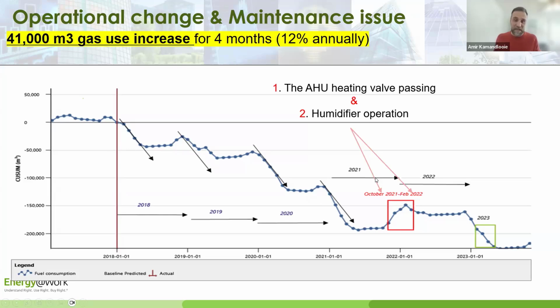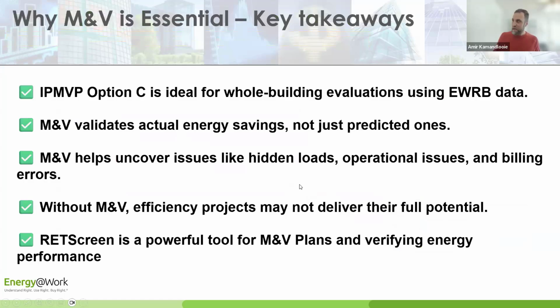It turned out that there was a heating valve that was passing and causing this problem. So we quantified that, they put it in a budget, they fixed the issue, and the next year you see that they got back to the same trend, though not quite the same savings as previous years, because they continue to use the humidifier. But the issue was resolved. So humidifier operation is causing them to pay a bit more, but they know the magnitude of it. They can understand it. I'm just summarizing it here.